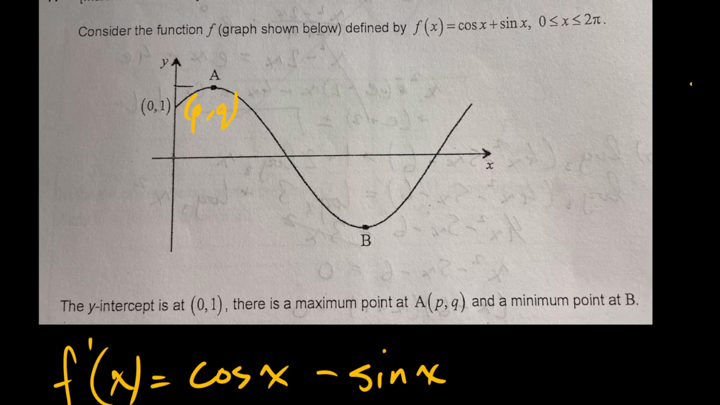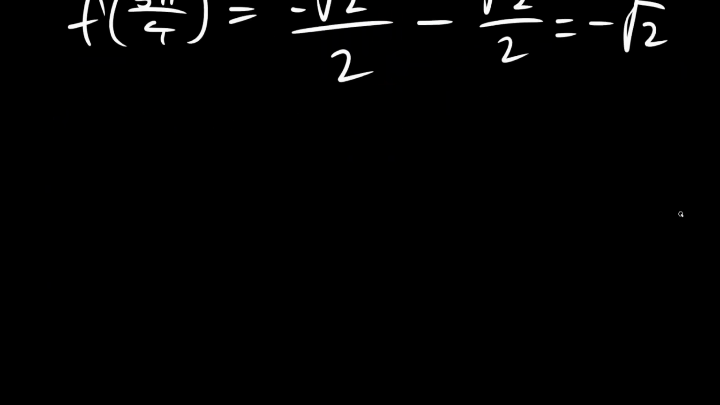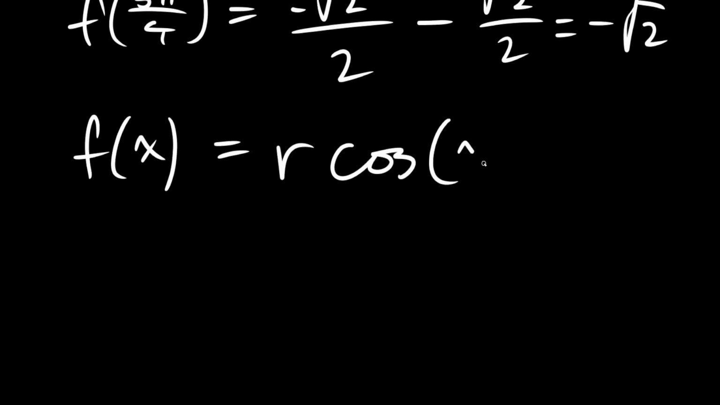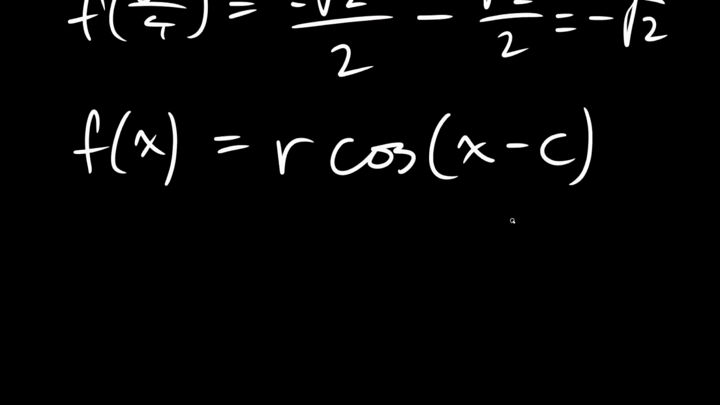And that will help us with the next part of the question, which asks us to write the function x in the form r times cosine of x minus c, where r and c are real numbers. And the value of r will be the amplitude on the outside, since we're multiplying outside. And as I just explained, it's going to be root 2. So r equals root 2.